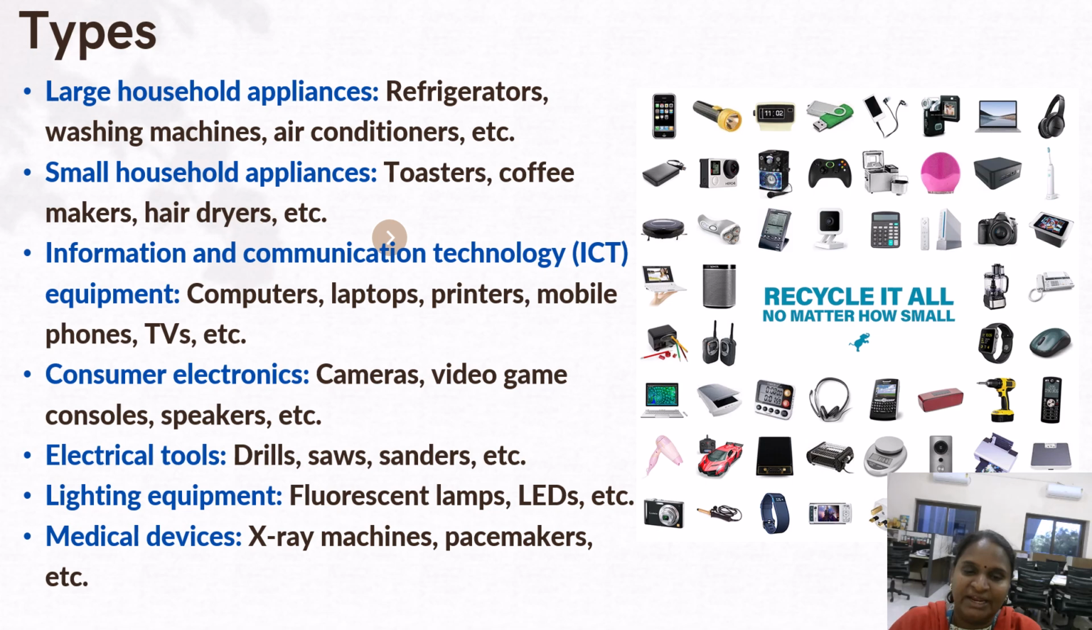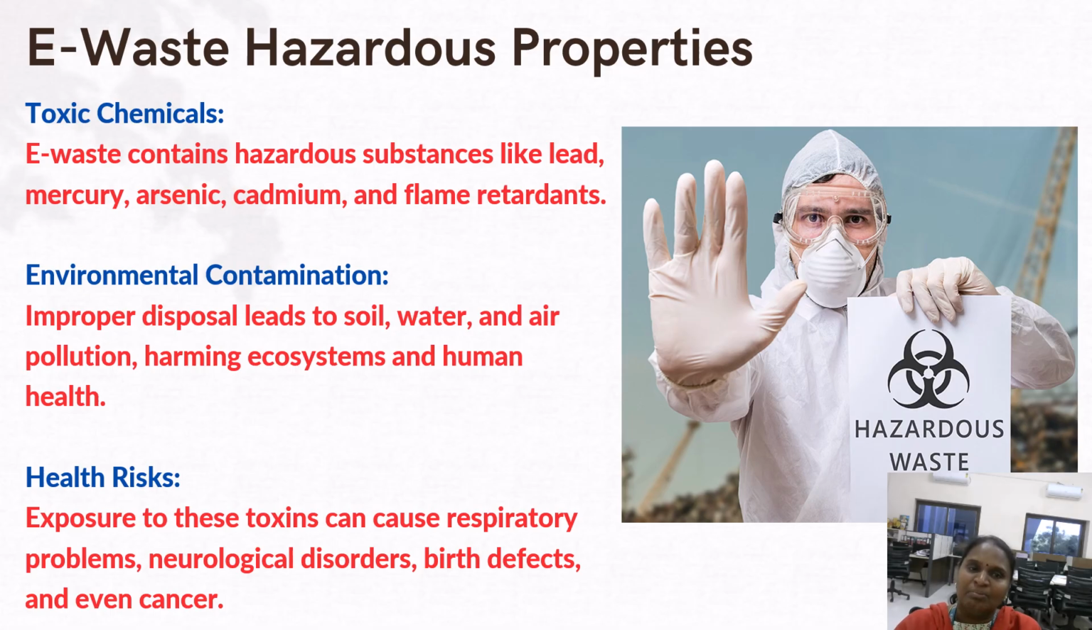Then consumer electronics like cameras, video game consoles and speakers. Then electrical tools such as drills, saws and sanders. Then lighting equipment like fluorescent lamps and LEDs. Then medical devices such as X-ray machines and pacemakers. Everything comes under the category of types of e-waste.